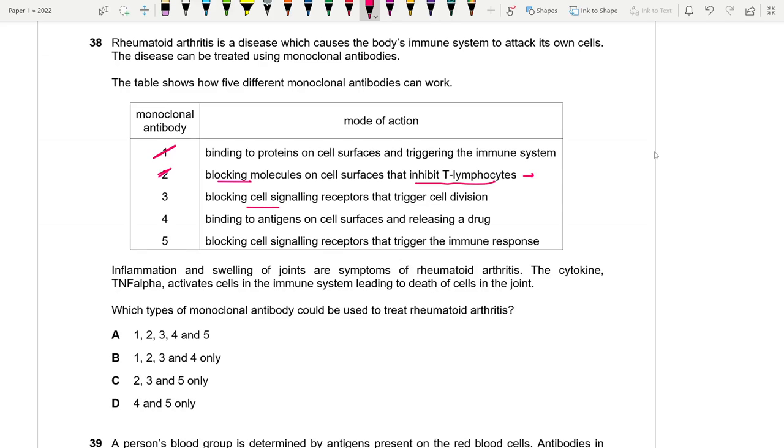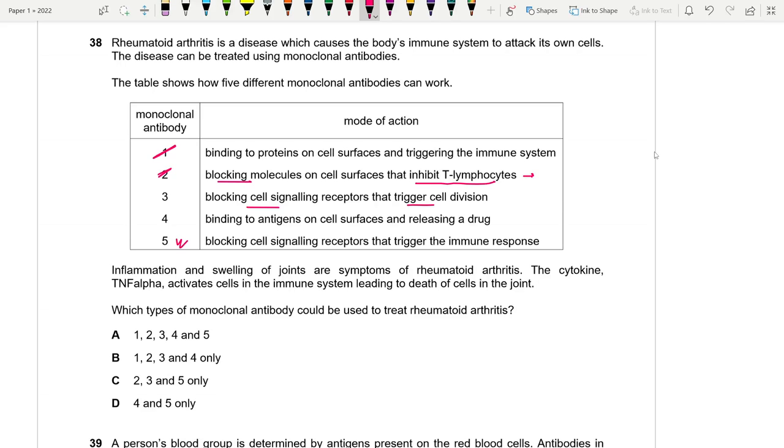Blocking cell signaling receptors that trigger cell division. Okay, let's think about this. We're not sure, but one and two are completely wrong. Four, binding to antigens on cell surfaces and releasing a drug. Blocking cell signaling receptors that trigger the immune response.